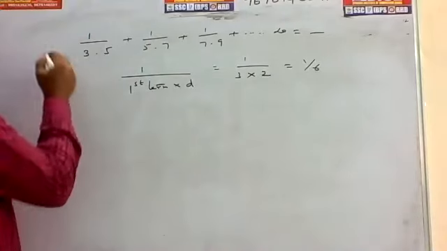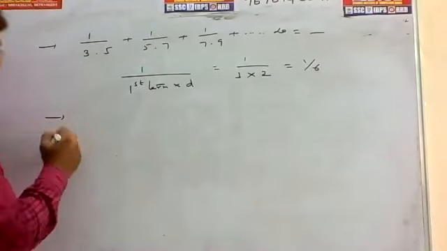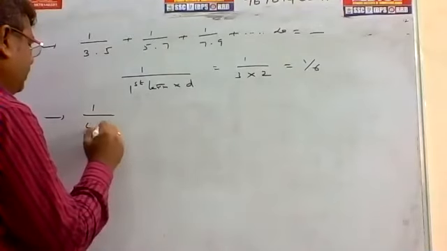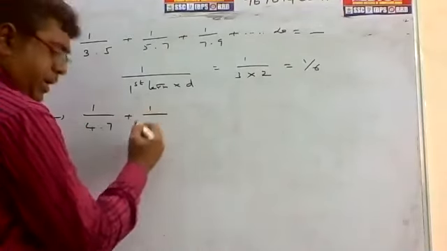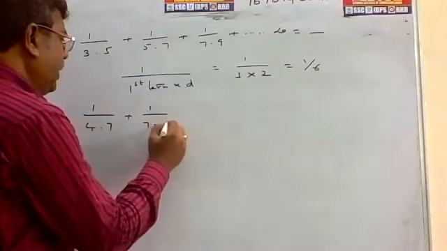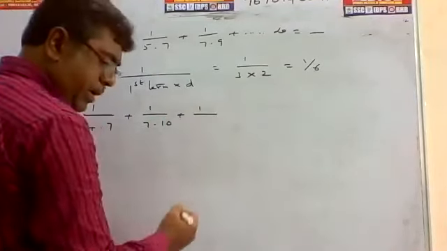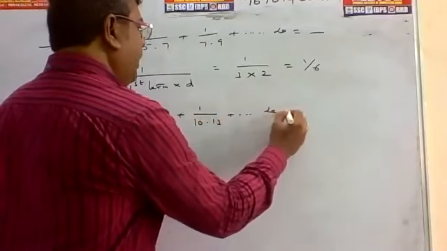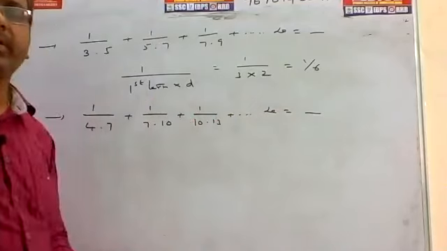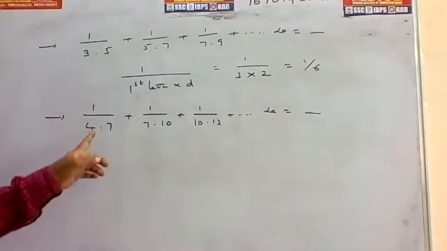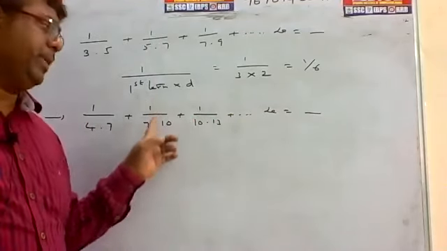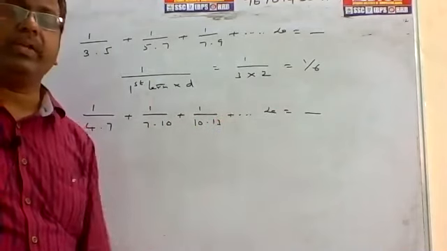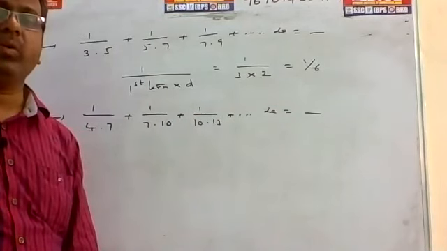Same model, another one. 1 by 4 into 7 plus 1 by 7 into 10 plus 1 by 10 into 13 plus so on to infinity is equal to dash.